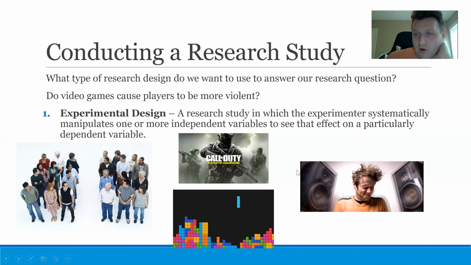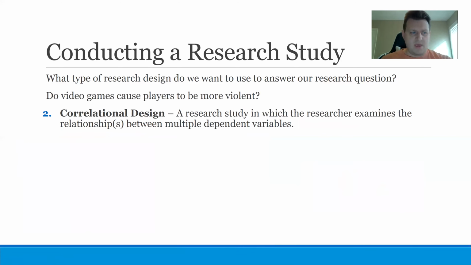Again, the hallmark of this is that the experimenter, the researcher, has control over the independent variable. Let's contrast this with a correlational study. In a correlational study, we're looking at the relationships between multiple dependent measures. The researcher does not control the independent variable.